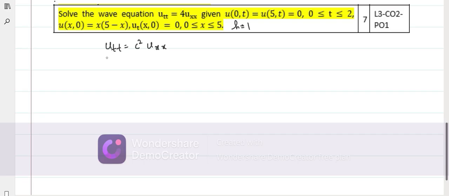And look at the given equation: u_tt equal to 4 into u_xx. So we can compare these two values. So c square equal to 4. So what is c? Let me consider the positive value, 2.